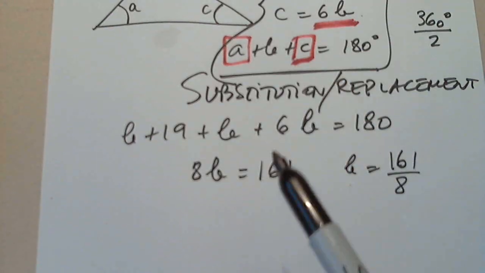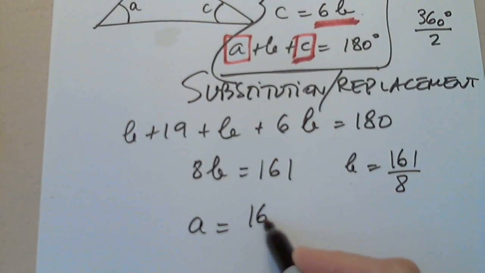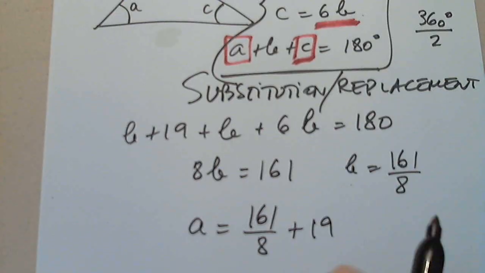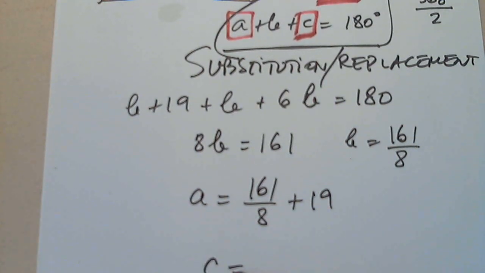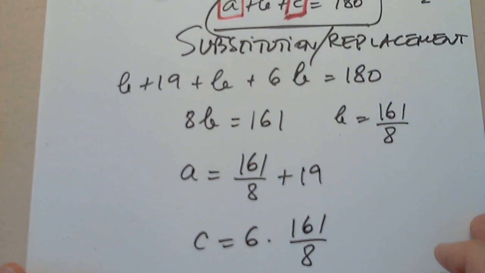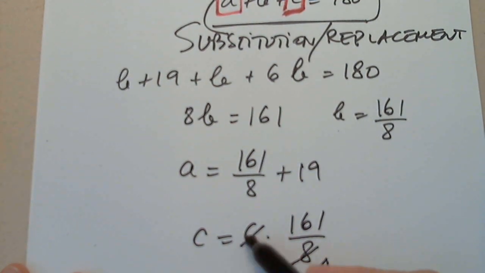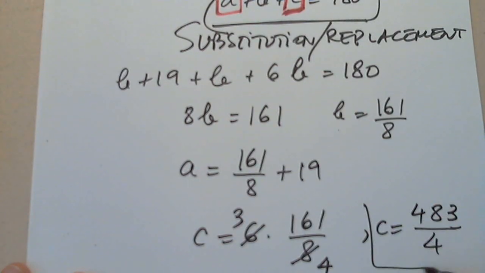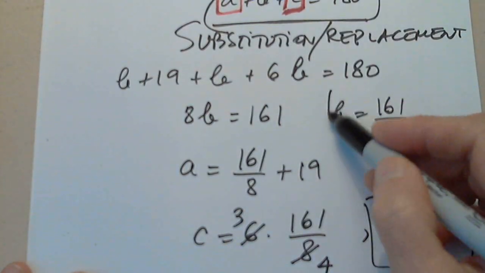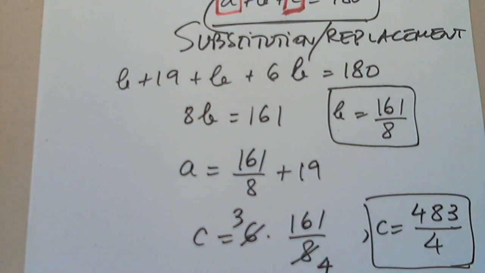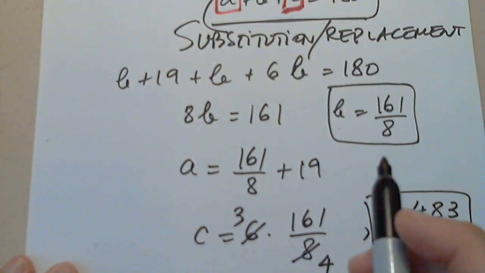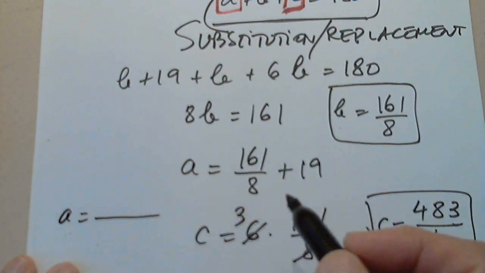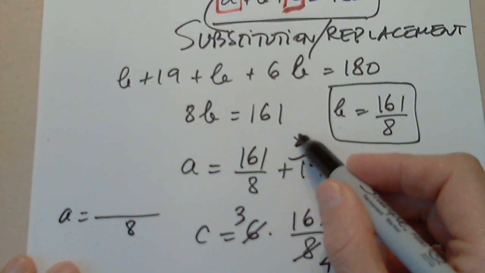Now, let's find A. A equals 161 over 8 plus 19. And C is nice, because I only need to multiply by 6, and I will simplify by 2. So C equals 483/4. B is 161 over 8. And we have to find A. And remember, the least common denominator is 8, and this one needs an 8.